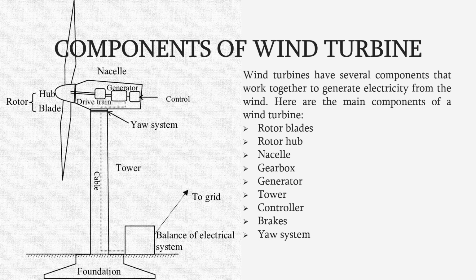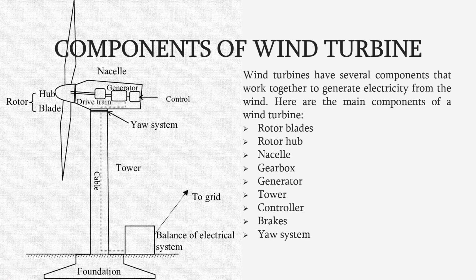Next is the rotor hub. The rotor hub is the central point where the rotor blades are attached. It sits atop the tower and rotates with the blades. Third is the nacelle. The nacelle is a protective cover that houses the gearbox, generator, and the other components that convert the rotational energy of the blades into electrical energy.